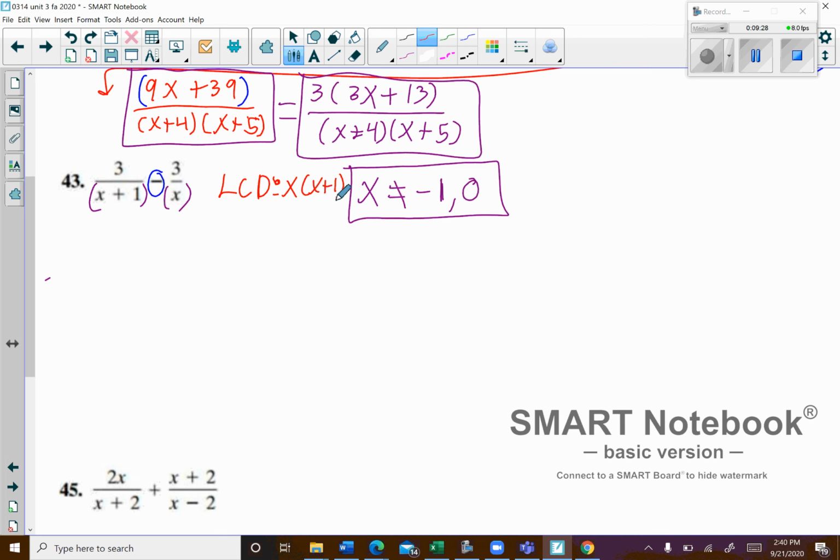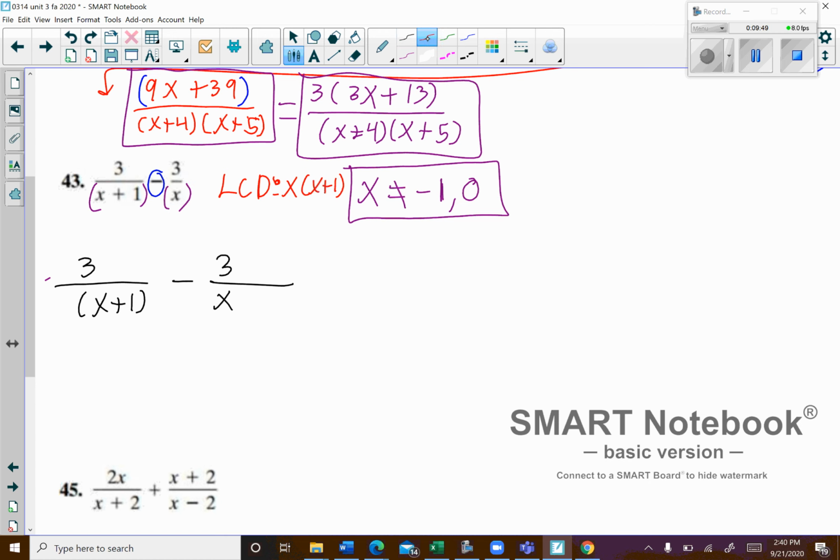So once again, I'm going to go ahead and color code this a little bit to try to make this a little bit easier to see. I'm going to have 3 over x plus 1. I don't need that big. Okay, minus 3 over just x. Okay, so I haven't done anything yet. That's exactly what I have above.